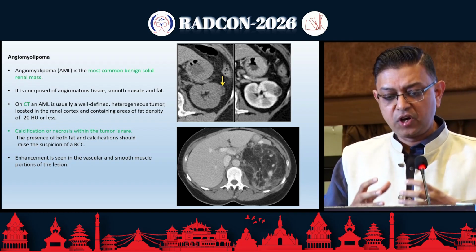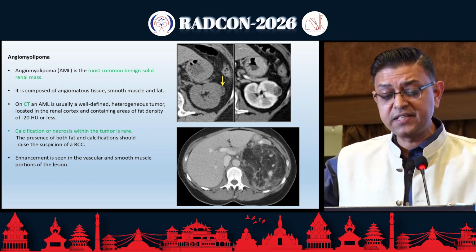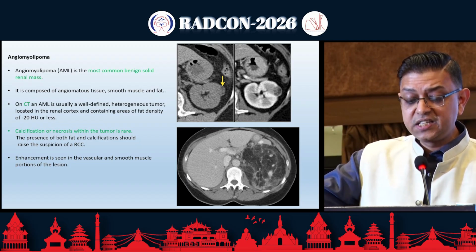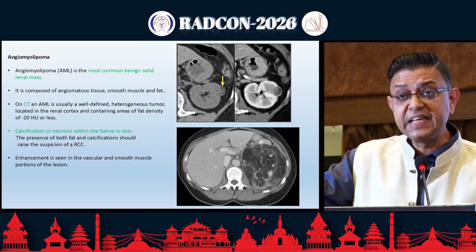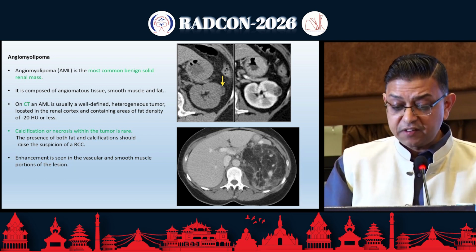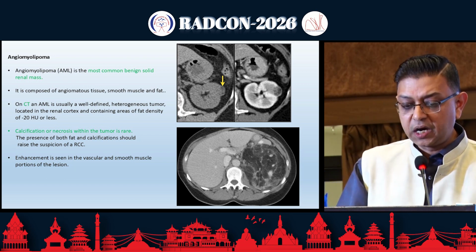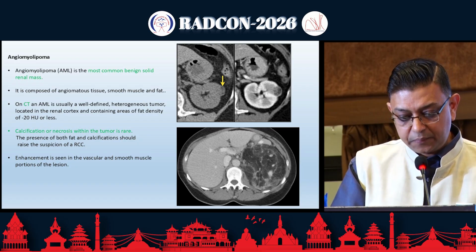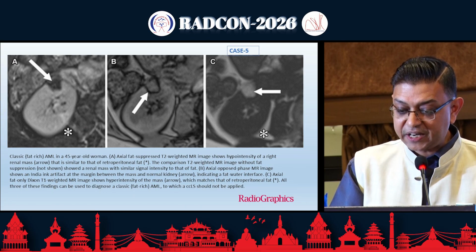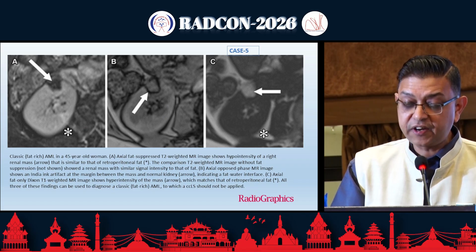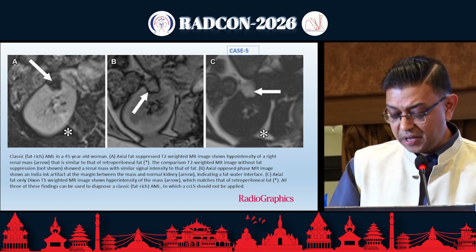This is the most common benign solid renal mass, and these will have a lot of calcification, a lot of fat, a lot of necrosis, really easy to pick up. Only if they are very small, it could be a problem. So that's a fat-rich AML where it shows fat suppression, and you can see the ink artifact in out-of-phase imaging.